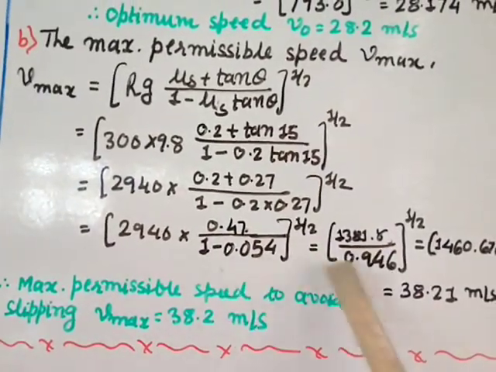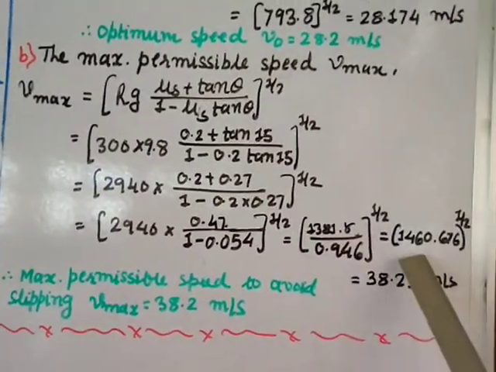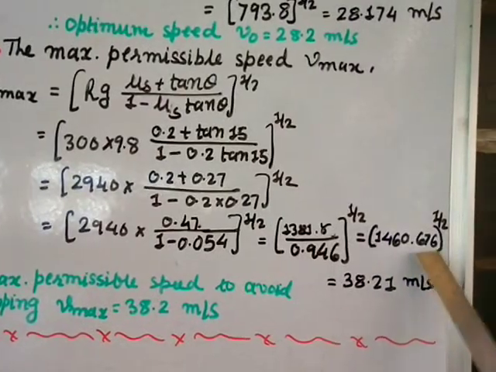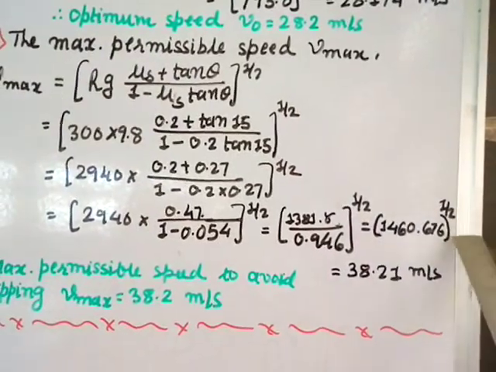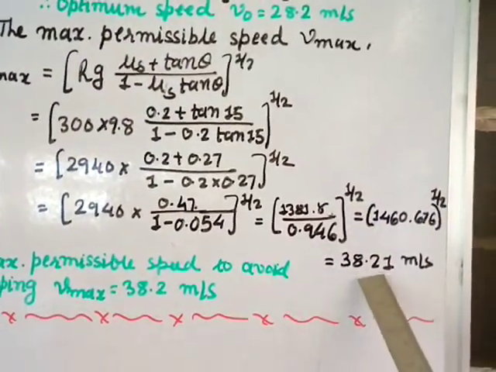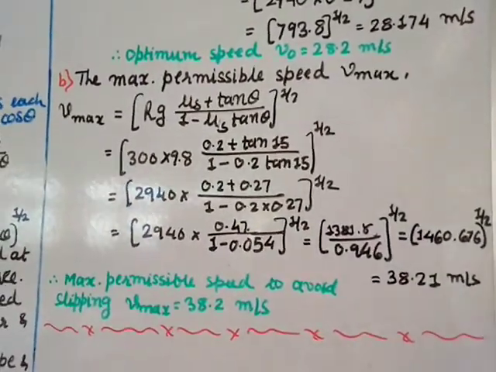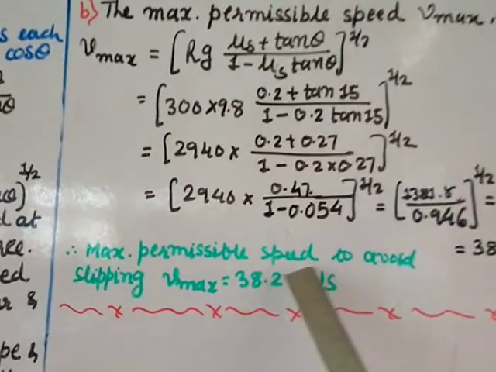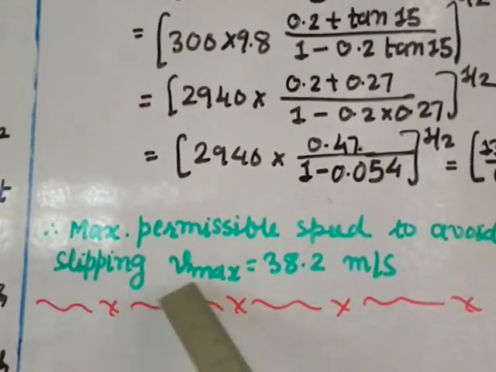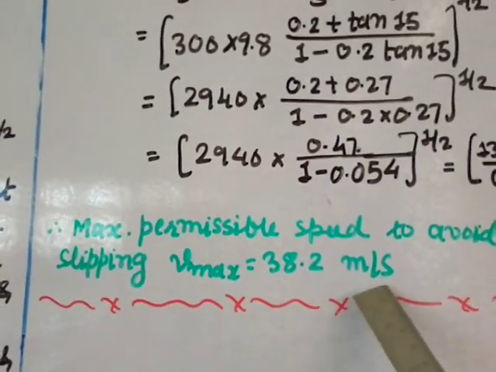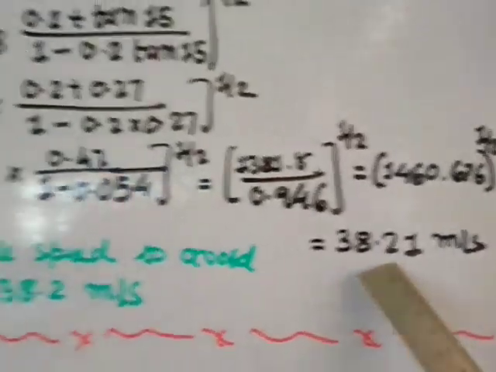This product is 1381.8, and this difference is 0.946, to the power 1 by 2. Okay, find the division, it gives you 1460.676 to the power 1 by 2. If you find the square root, since 1 by 2 power means square root, the value of this is 38.21 meter per second. This is velocity, so it is meter per second. Therefore the maximum permissible speed to avoid slipping or an accident, V maximum, should be 38.2 meter per second. I am rounding off this and neglecting the rest, so 38.2 meter per second.